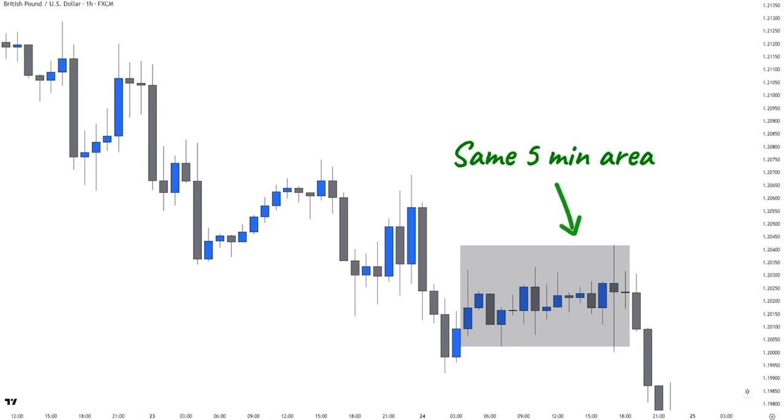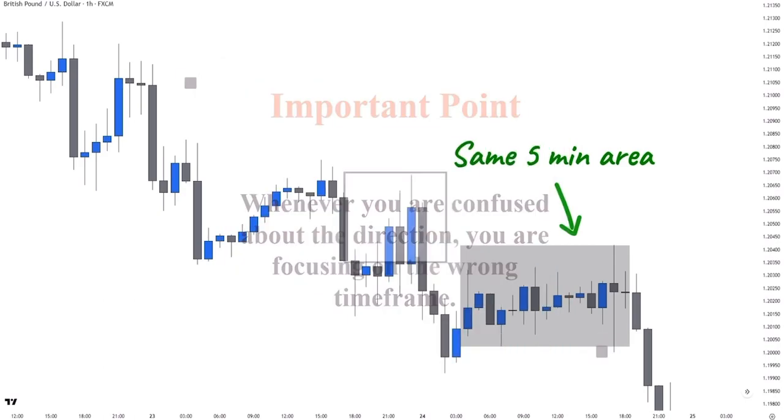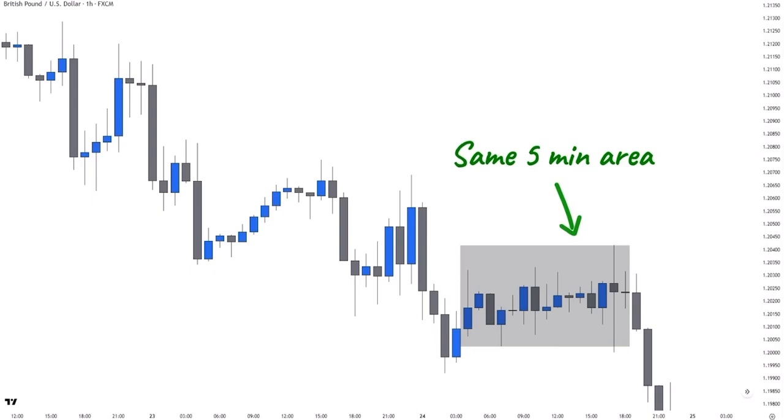So, by knowing the higher time frame directional bias, we can take short entries with confidence in the 5 minutes chart. Remember that whenever you are confused about the direction and the market keeps violating key levels of structure, you are focusing on the wrong time frame. So analyzing the bigger picture helps you to enhance your ability to take more precise and confident entries.